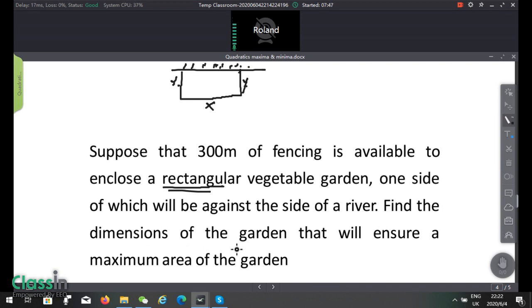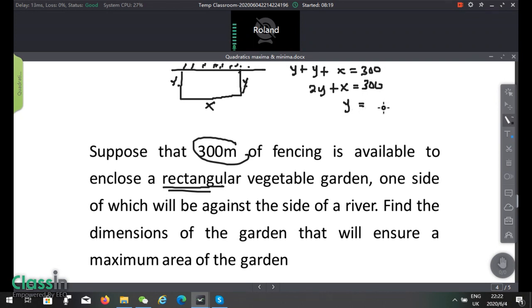Find the dimensions of the garden that will ensure a maximum area of the garden. Of course, 300 meters of fencing is available. So the length y plus x must be 300, because this will be used for the fencing. The same way, 2y plus x must be 300. And when we make y the subject, of course you can make x the subject, it doesn't matter.